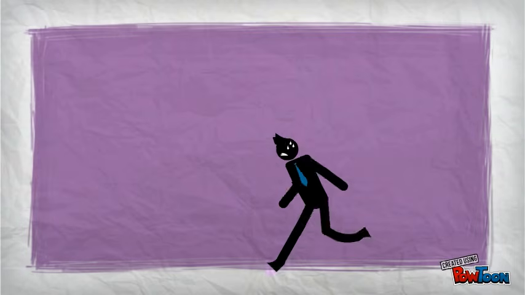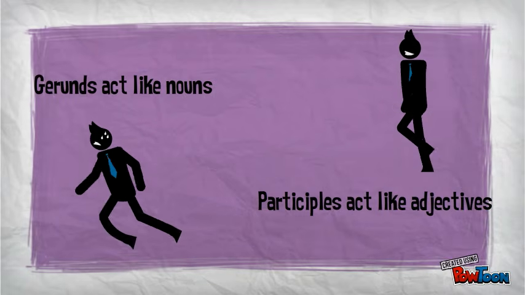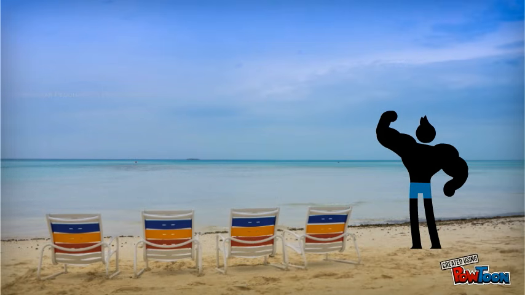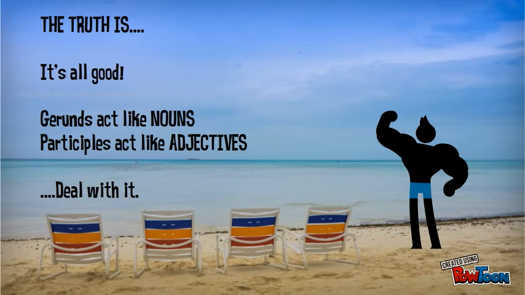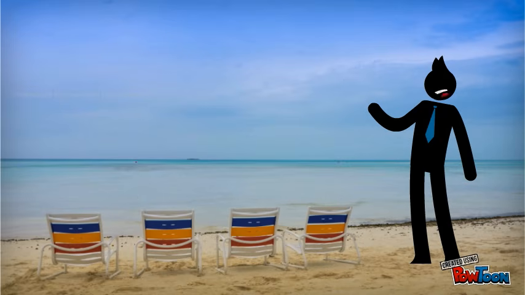Gerunds and participles are verbs, but gerunds act like nouns and participles act like adjectives. Some of you are probably thinking, just be yourself, verbs. But the truth is, it's okay that gerunds and participles act like nouns and adjectives, because if they didn't, it would be much harder to explain certain things in a way that others could understand.